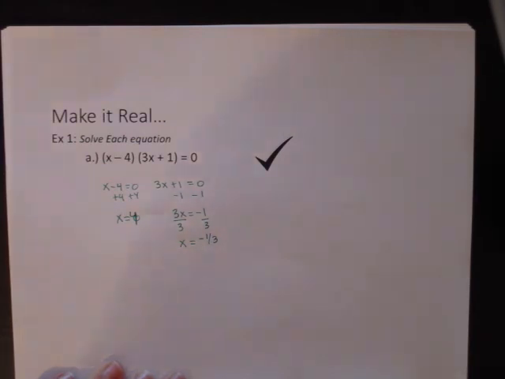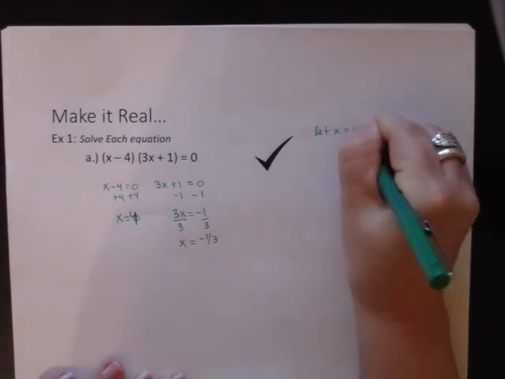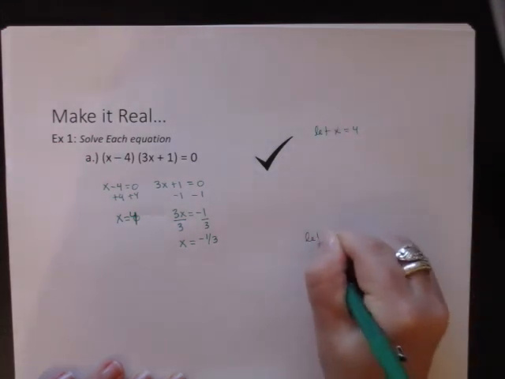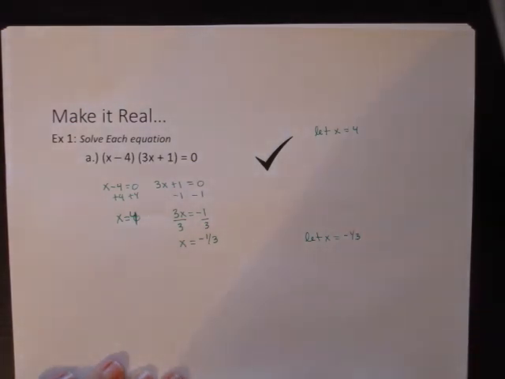So step 5, we have to check our answers. Since we only have 2 solutions, we've got to check our answers. So we're going to let x equal 4, and we're going to let x equal negative 1/3. All right, and this is just to check our answers. So if we have those 2 solutions that equal each other, we're good to go. Let me show you what I mean.